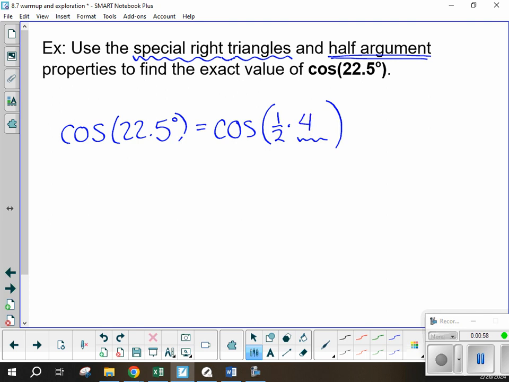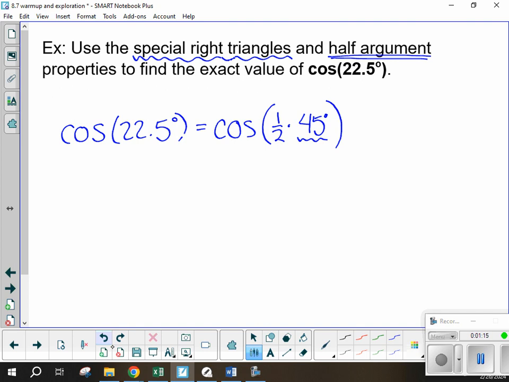This would have to be 45. So that half of 45, that is still equivalent to 22.5. We're very comfortable with going this direction, but not the other way around. Okay, that's step one, is let's rewrite so it fits the format of a half argument property.